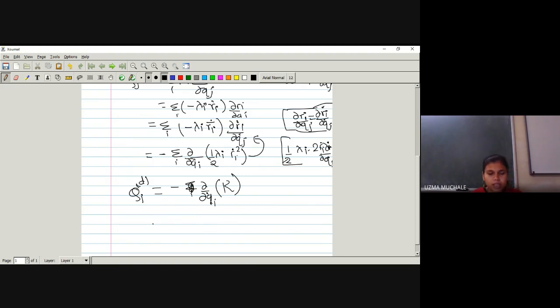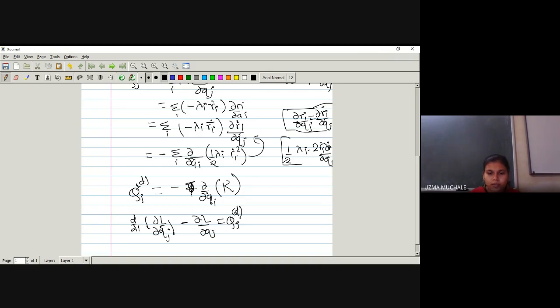What was our equation in case of partially conservative? This is an example of a partially conservative system because we have come across the non-conservative force as well as a frictional force. That's why we have arrived at our partially conservative case. In a partially conservative system, we derived one equation: d by dt of dou L by dou Qj dot minus dou L by dou Qj is equal to Qj d.